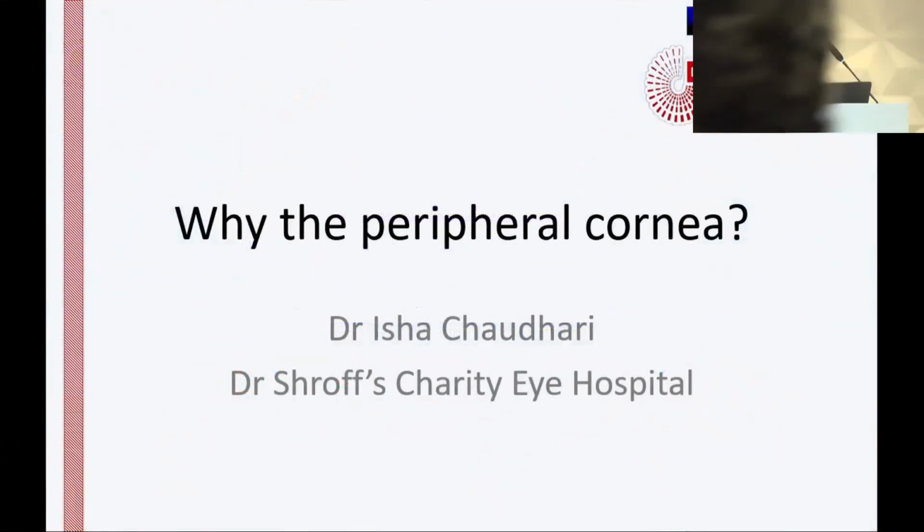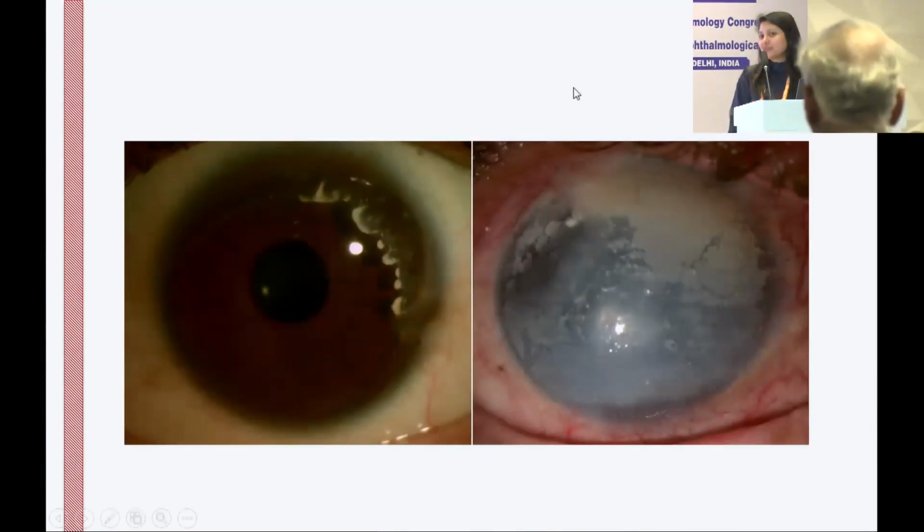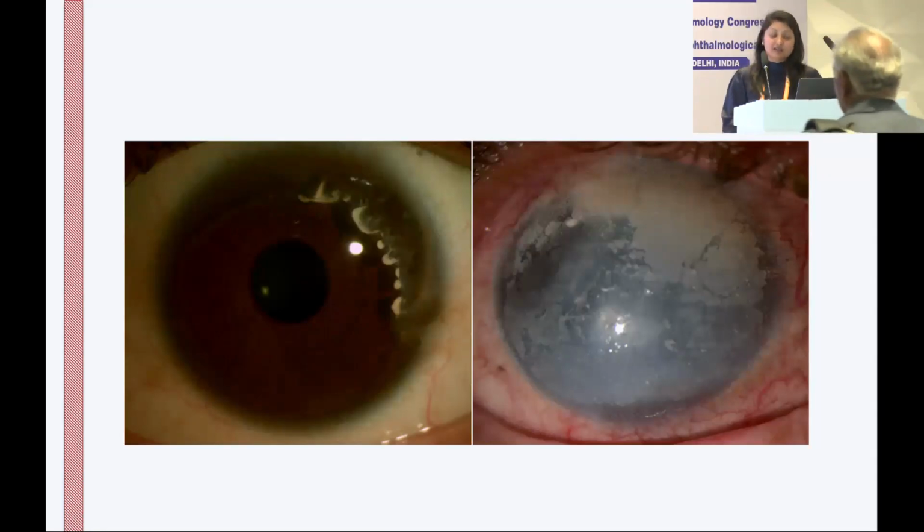So, very good afternoon, everyone. William Shakespeare once said, "What is in a name?" But there is something in the name. When we're talking of peripheral ulcerative keratitis, we have the word peripheral in the name. So why only peripheral?